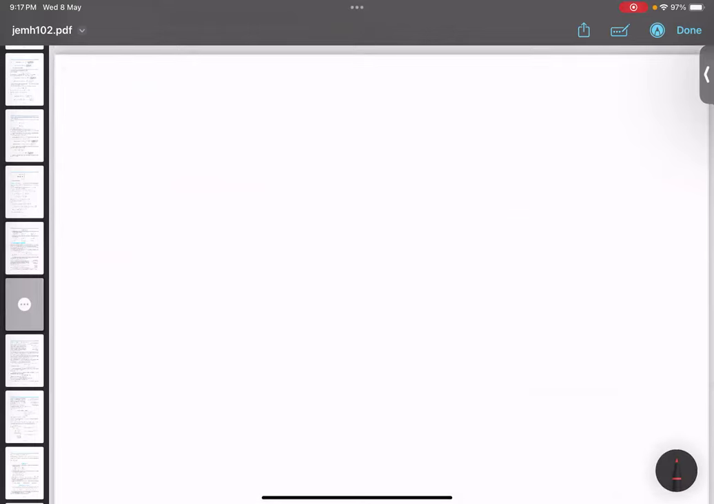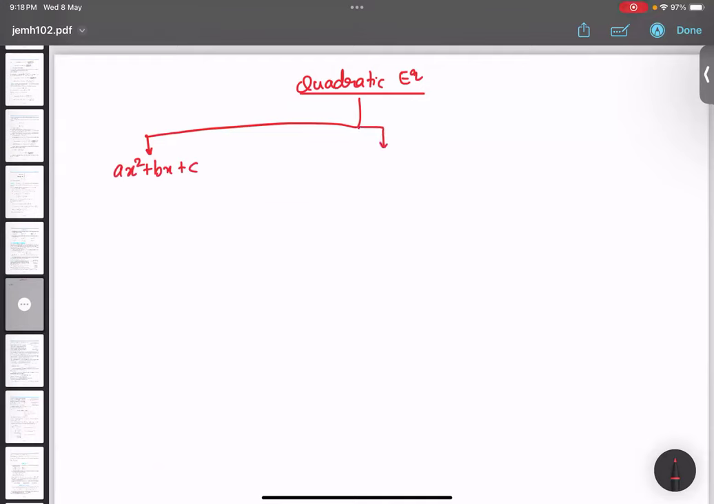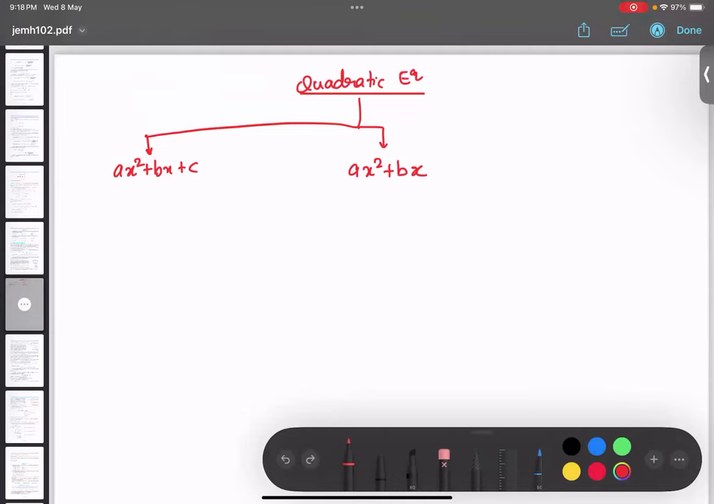whenever we're talking about a quadratic equation, there are three forms. The first one is ax squared plus bx plus c, when all three variables a, b, c are available. The second is ax squared plus bx. The c is not there in this particular case. And the third one is ax squared plus c.